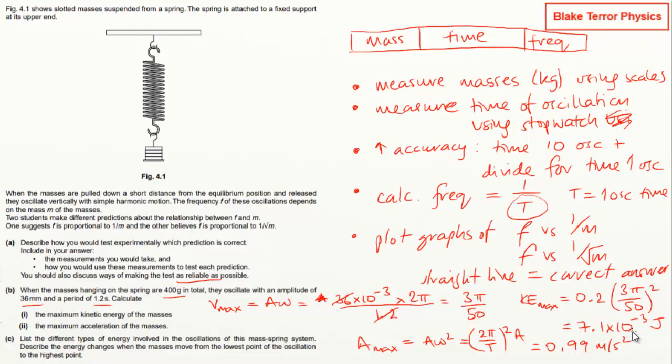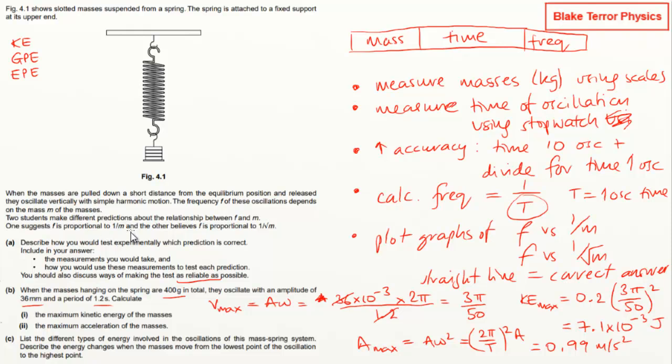List the different types of energy involved in the oscillations of this mass spring system. Describe the energy changes when the mass moves from the lowest point to the highest point. So the types of energy that we've got: the kinetic energy, the gravitational potential energy, and the elastic potential energy in the spring. So we've got all of those.